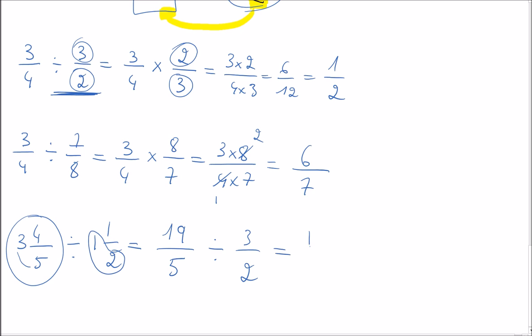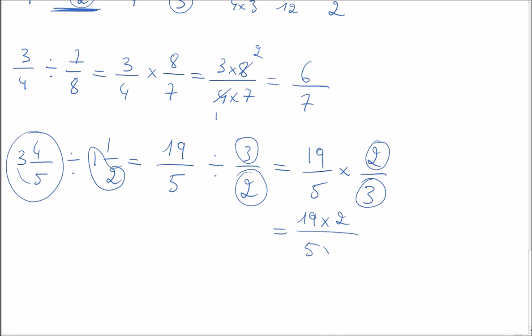Dividing by a fraction, and again, it's the same thing as multiplying by its inverse. So I just changed them again, nothing else changes. And again, 19 times 2 over 5 times 3. 19 times 2, it's going to be 38. 5 times 3 is 15. 38 over 15. That's the same thing as, I'm going to put it as a mixed number, that's 2 and 8/15. And I can't simplify that anymore because they're not divisible by the same number.